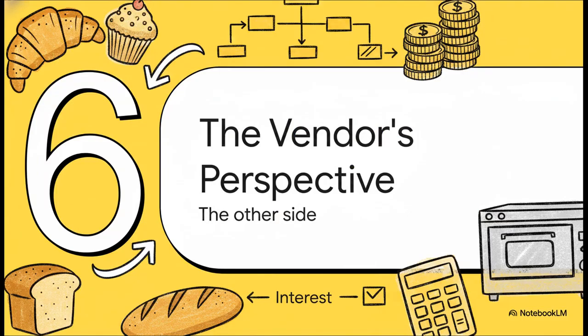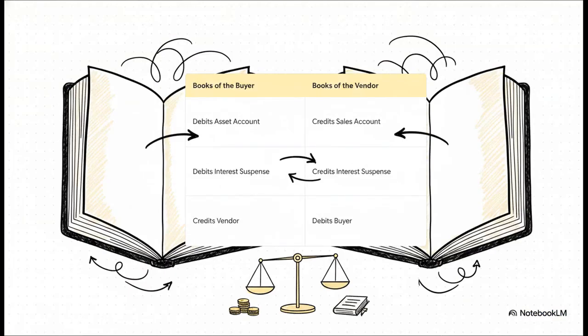Section 6. The vendor's perspective. Looking at the exact same deal from the other side. So far, we've been looking at this entirely from the perspective of the buyer, our bakery owner. But obviously, there are two sides to every transaction. Let's flip the perspective and look at the companies selling the oven. Notice how the books compare here. It is quite literally a perfect mirror image.